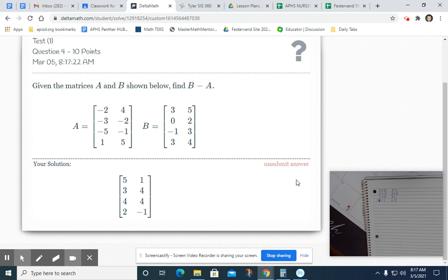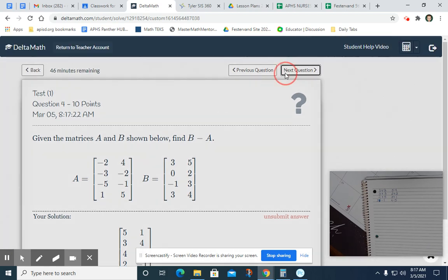Just as a quick aside, something new, you can unsubmit an answer. So if you do a question and then you realize you goofed up and you want to change your answer, you can unsubmit and change it. You didn't used to be able to do that in these quizzes.